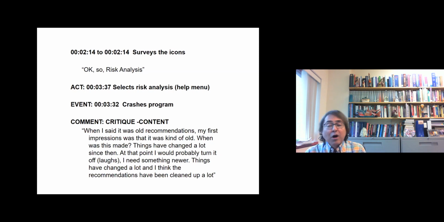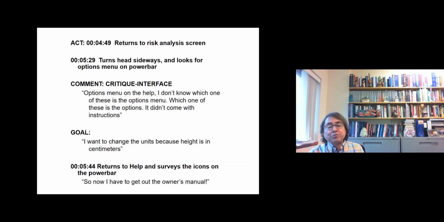And then when it's restarting, the user's going, it's kind of old. I probably would turn it off because the information was not up to date. Then it goes back to the risk analysis screen, turns the head sideways, says the option menu. I don't know what is the option menu. It didn't come with instructions. Actually, if we looked at Nielsen's heuristics, it didn't have any online help.